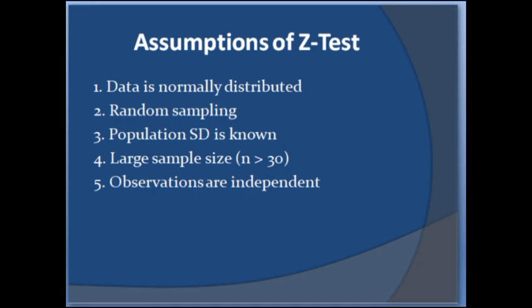Assumptions of the Z-test include: data follow a normal distribution, the sample is randomly selected, the population variance or standard deviation is known, and the sample size is generally large, meaning greater than 30. Observations are independent. These assumptions ensure the Z-test gives accurate results. If the population standard deviation is unknown or the sample is small, a t-test is preferred. Make sure your data meets these basic conditions before performing a Z-test.